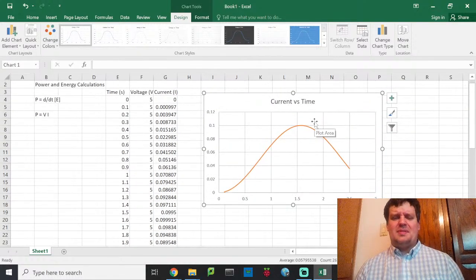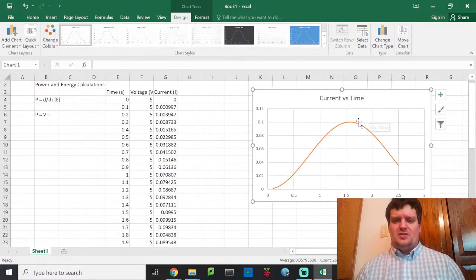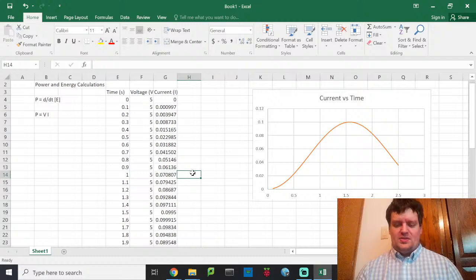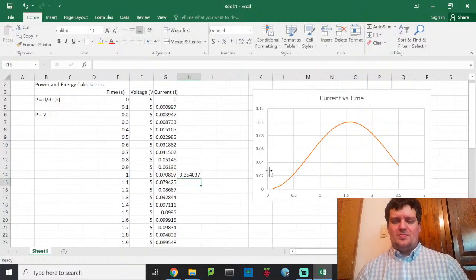So how do we calculate the power from here? Well, let's say I want to know what the power is at 1 second. How do I calculate the power at 1 second? Well, we go over here and we look at this equation, and it says P equals VI. We know what V is, we know what I is, and we know what they both are at 1 second. So if I take these two and just multiply them, is that the power at 1 second? Well, the answer to that is yes, actually it is.